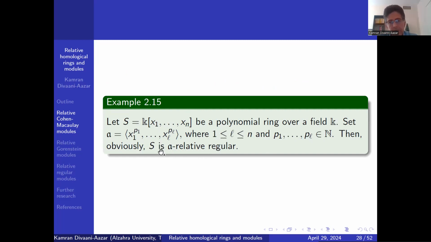Then it's quite easy to see that S is a relative regular, because A is generated by exactly L elements, the cohomological dimension of S with respect to A is exactly L, and these elements are an S-regular sequence. So by definition, S is a relative regular.